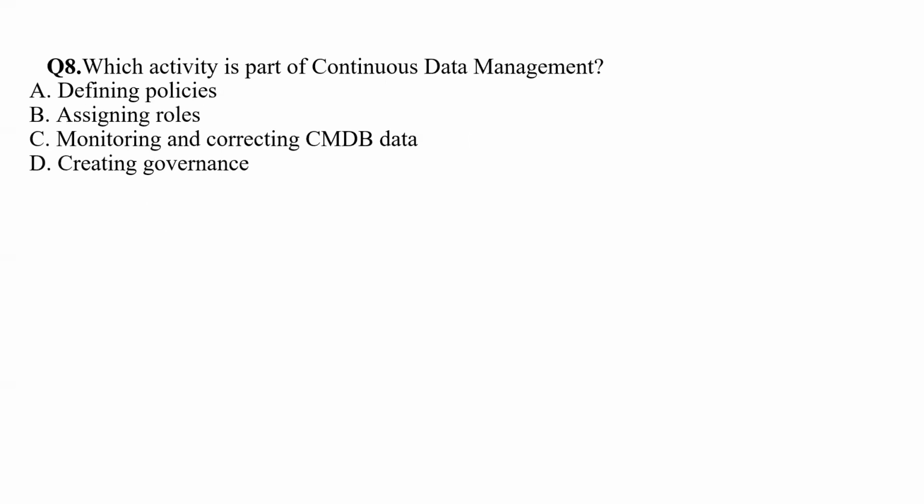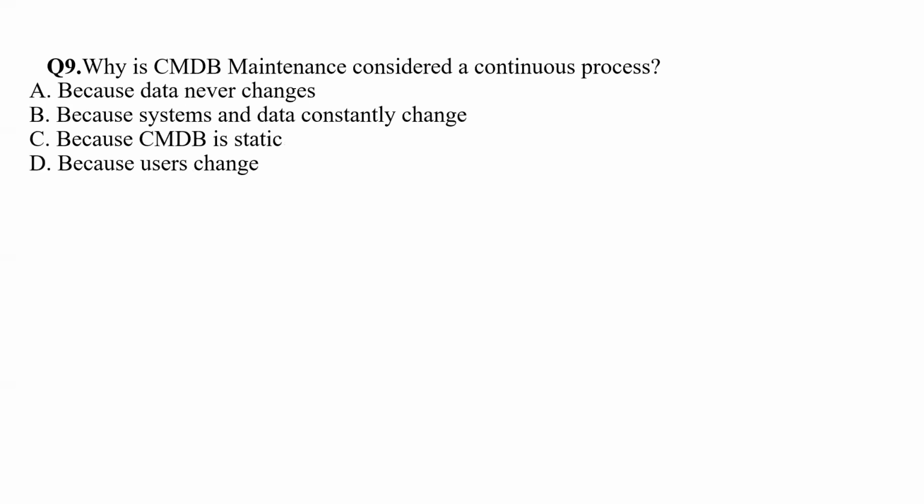Eighth one, which activity is part of continuous data management? Option A, defining policies. Option B, assigning roles. Option C, monitoring and correcting CMDB data. Option D, creating governance. The correct answer is option C, monitoring and correcting CMDB data. Ninth is, why is CMDB maintenance considered a continuous process?